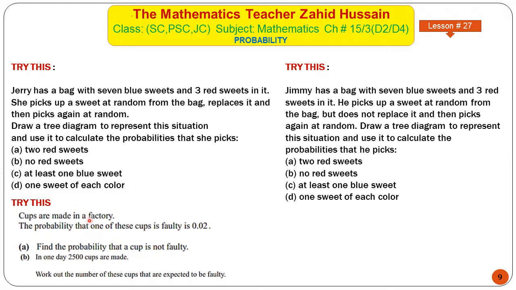Now this is third card. Cups are made in a factory. The probability that one of these cups is faulty is this. Probability of faulty cups is given. Find the probability that cup is not faulty. Not faulty mean 1 minus 0.08 आ जाएगा. In one day 2500 cups are made. एक दिन में 2500 कप्स बनाए जाते हैं.